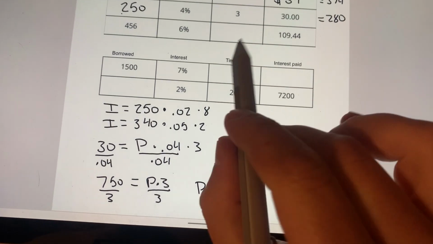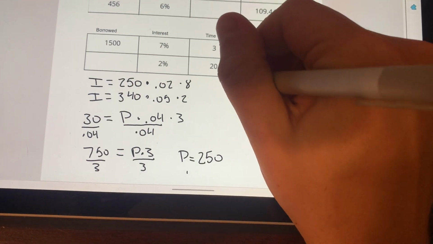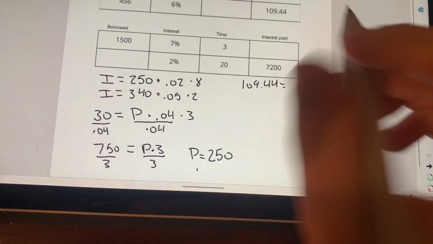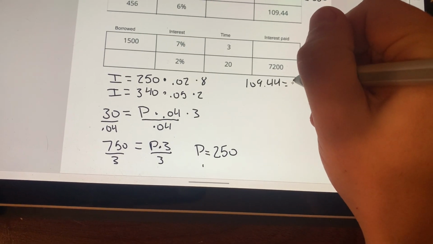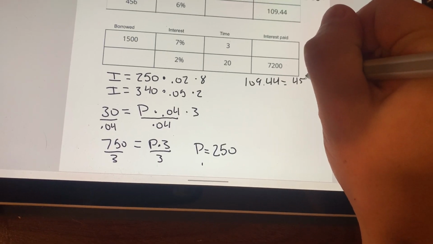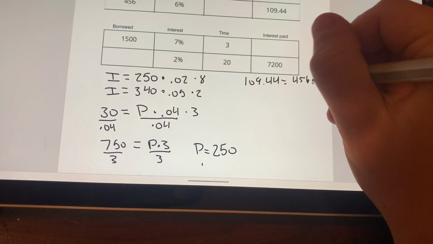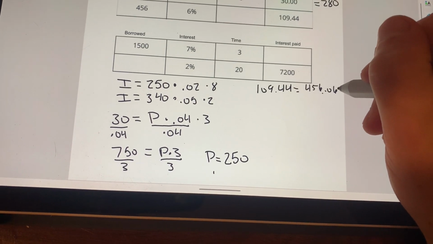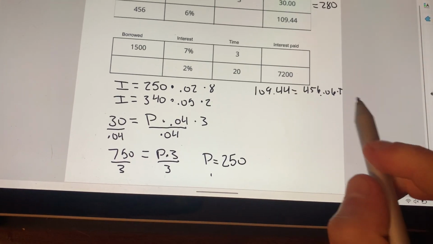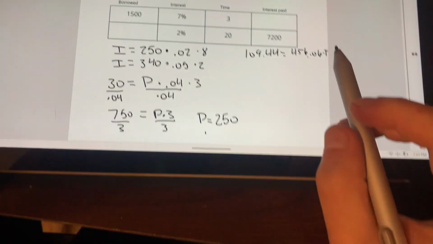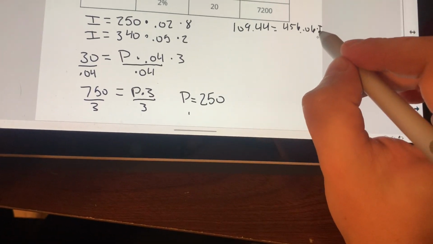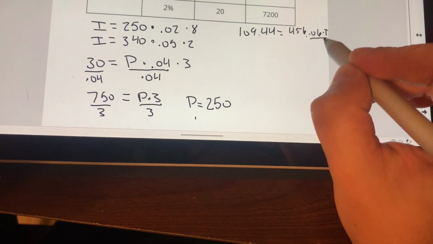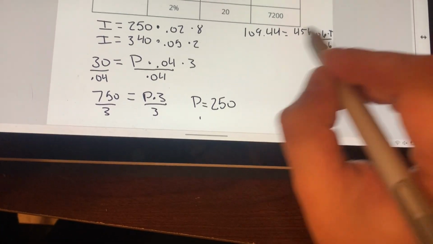And then our final one, our interest is $109.44, so I earned $109.44 over the course of this. My principal is $456 times 0.06 times the time, which we don't know yet. So now I just need to start dividing. So whatever's happening between the t and the 0.06, which is multiplication, I'm going to divide by 0.06 on both sides.